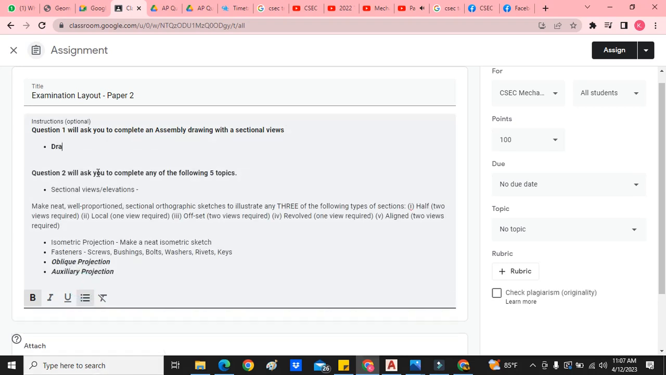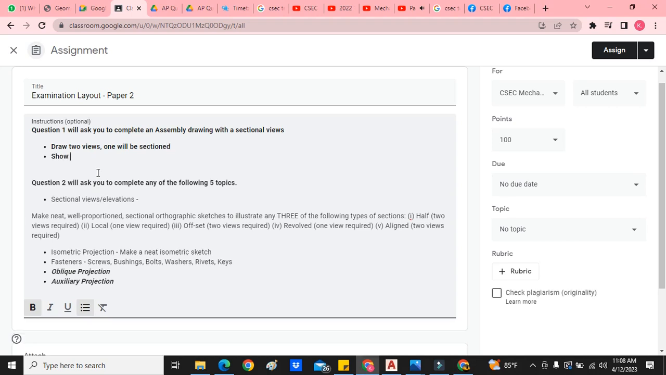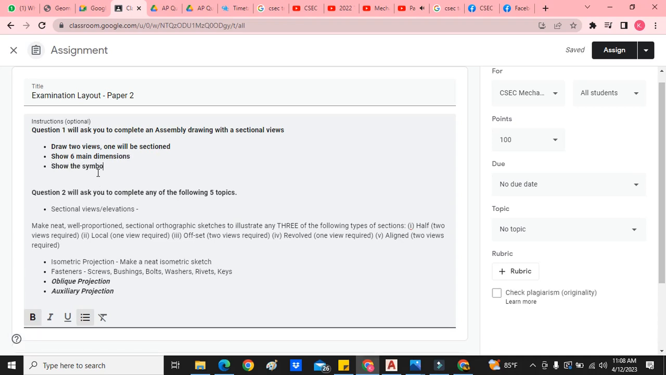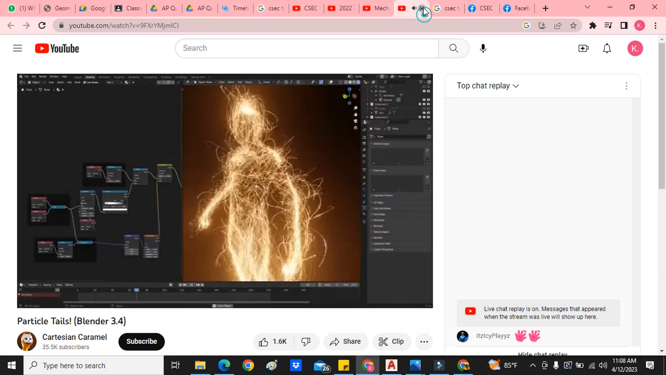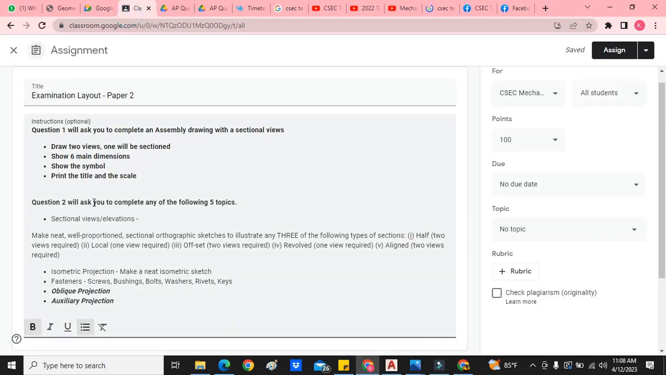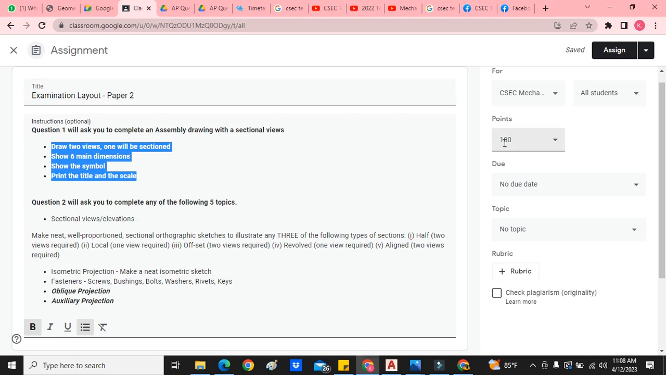For question 1, they will ask you to draw 2 views. One will be sectioned. They will also ask you to show 6 main dimensions. Show the symbol. And they may ask you to print the title and the scale. So this is a full layout. Any questions, any comments on this?